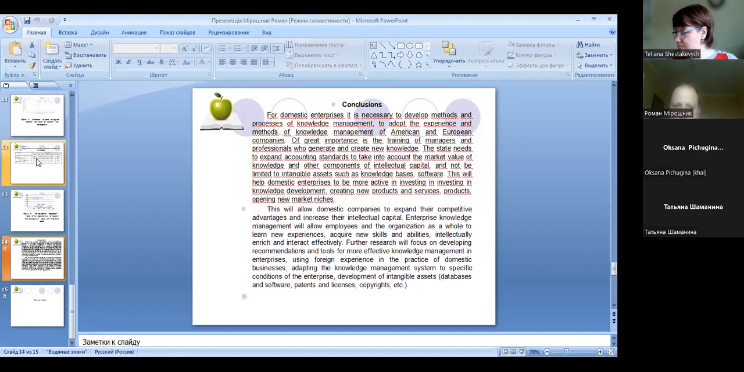and interact effectively. Future research will focus on developing recommendations and tools for more effective knowledge management in the enterprise, using foreign experience in the practice of domestic business, adapting the knowledge management system to the specific conditions of the enterprise, and development of intangible assets: databases, software, patents, licenses, copyright.